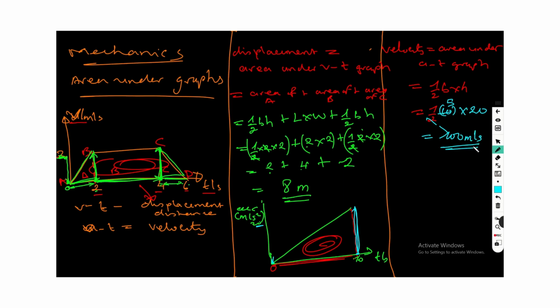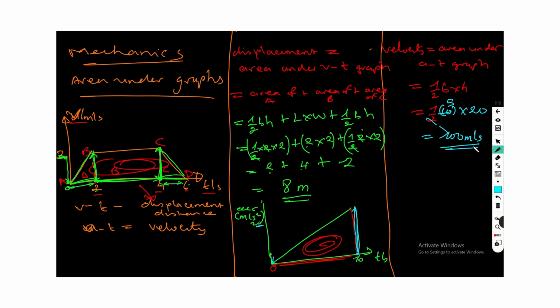So this is how we do area under graphs. The first thing you do is you identify the different polygons. Divide them. Make sure you have polygons that you can look for the area of, like a triangle, rectangle, parallelogram, and so on and so forth. Then when you divide them, you know the area under the velocity time graph is displacement. The area under the acceleration time graph is what?